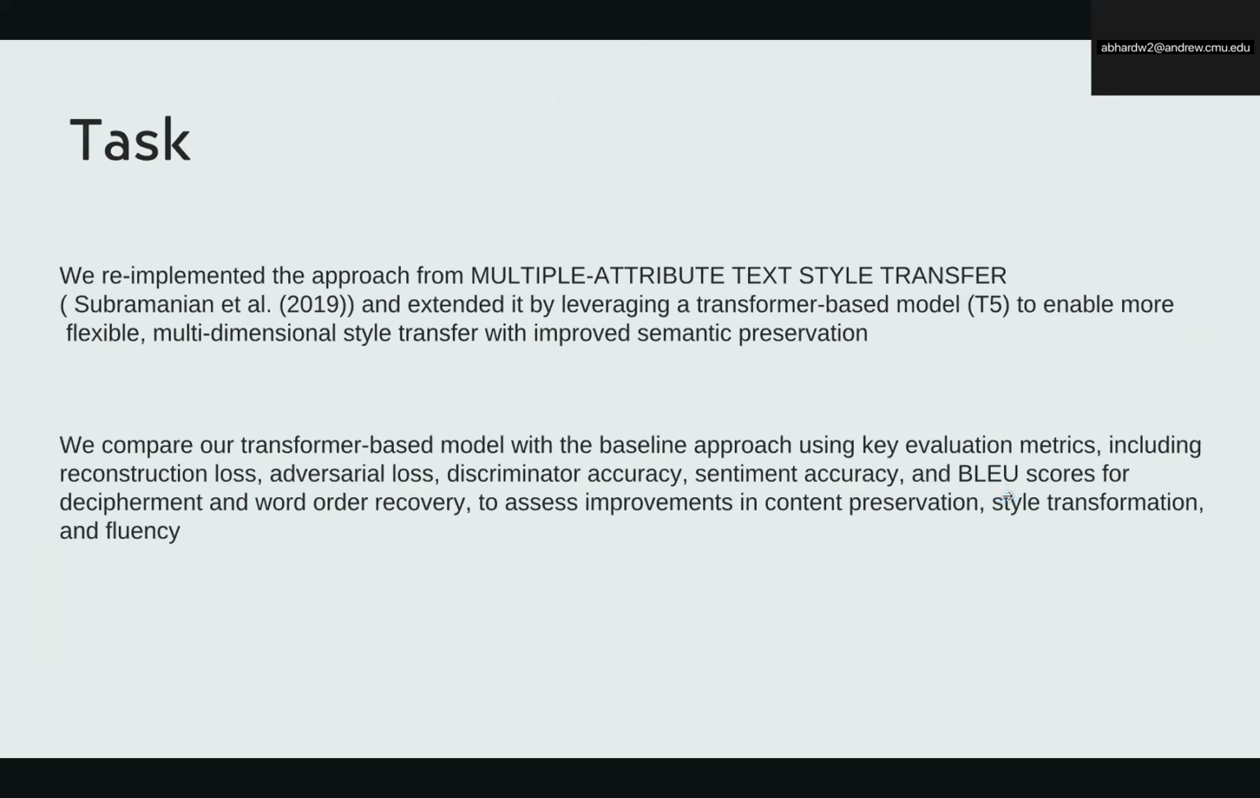Now, let's analyze why. We extended a 2019 multi-attribute style transfer model using the T5 architecture, enabling flexible multi-dimensional style transformation. Key evaluation metrics include BLEU score, sentiment accuracy, and reconstruction loss to measure improvement over the baseline.